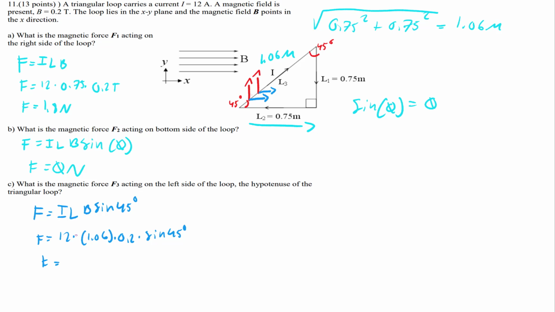We have 12 times 1.06, multiplied by 0.2, multiplied by sine of 45 degrees. It turns out to be around 1.8 newtons. So remember that you don't have an x component for the hypotenuse because the x component is parallel to the B field right there. But you do have a y component, so you just put sine of 45 degrees, and you'll be fine.